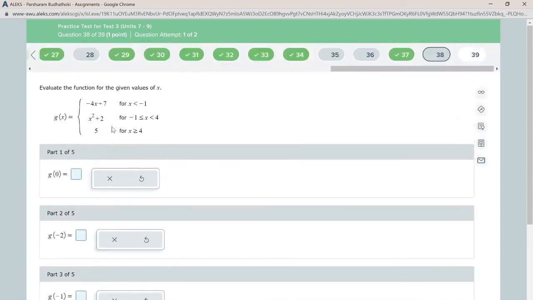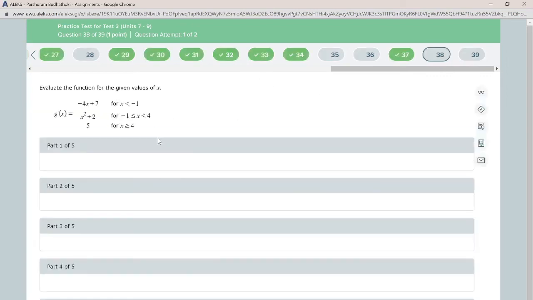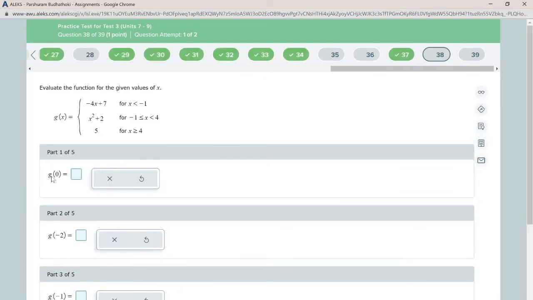This is also a piecewise function. This time, instead of the graph, I guess the last problem is graphing of the piecewise function. I'm going to skip this for you because it's a piecewise function. To the left of -1, you just draw a straight line, y equals -2x plus 1. To the right of -1, you just draw a straight line, y equals 2x plus 1. So it's pieces.